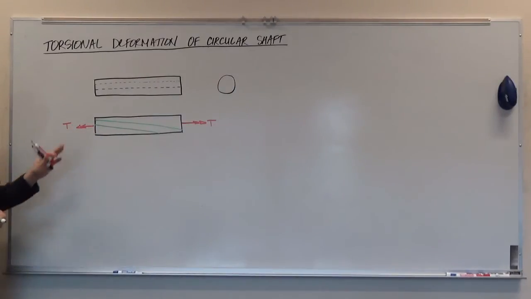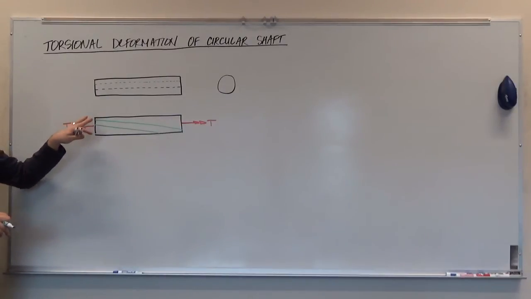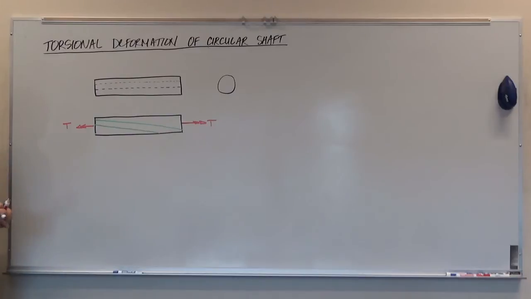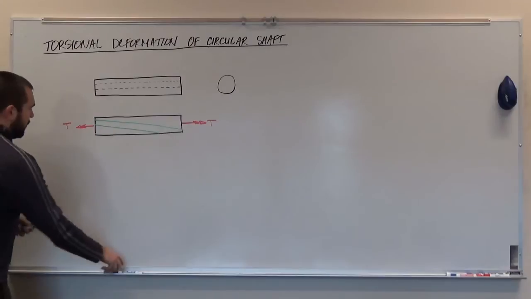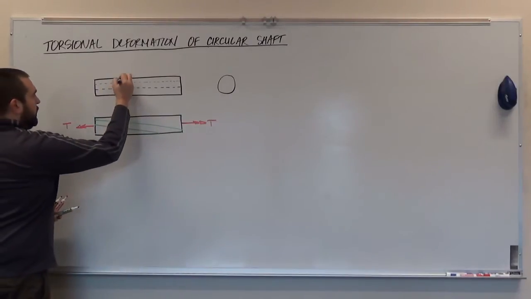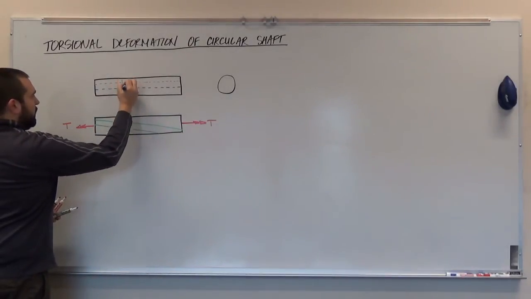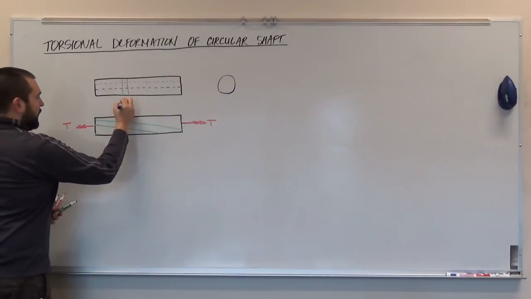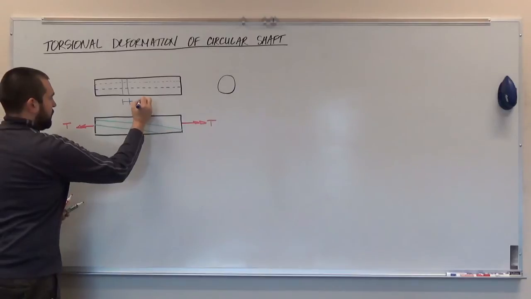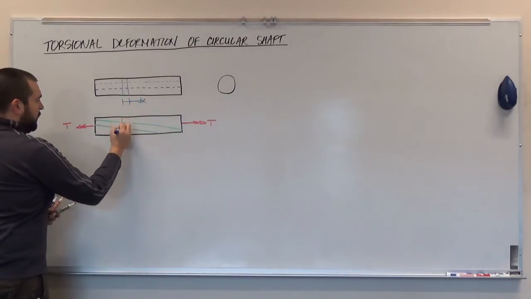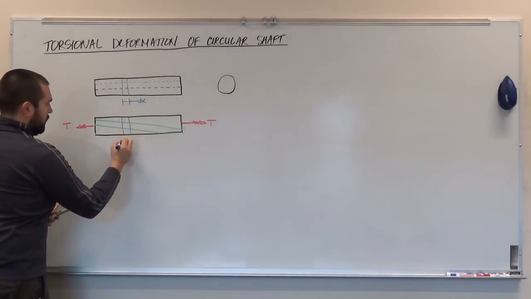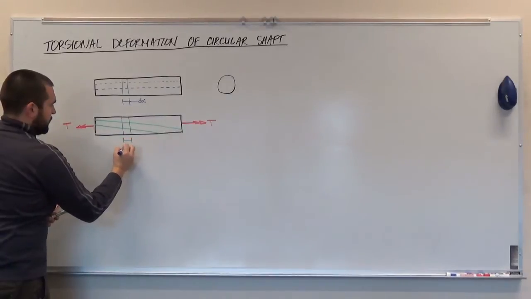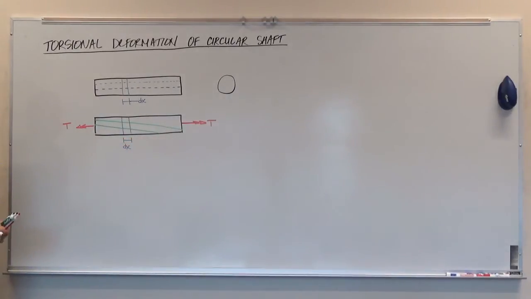And the way that we start to analyze this, or try to relate what the shear strain is anywhere on this shaft, is by looking at a small slice. So we take a slice, we're just going to call it a distance dx. So I'm just going to take two section cuts a distance dx away from each other. I'll do the same thing here as well, a distance dx away from each other.